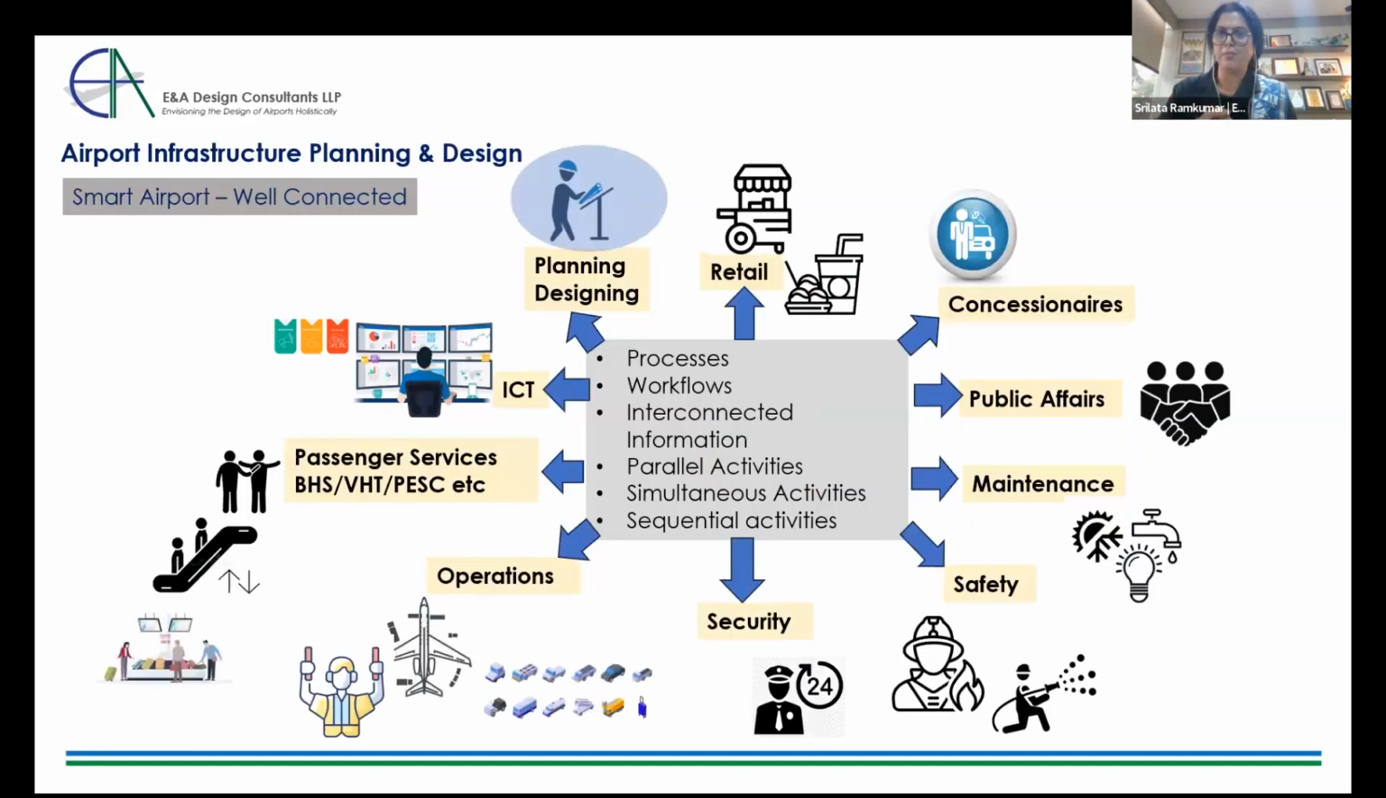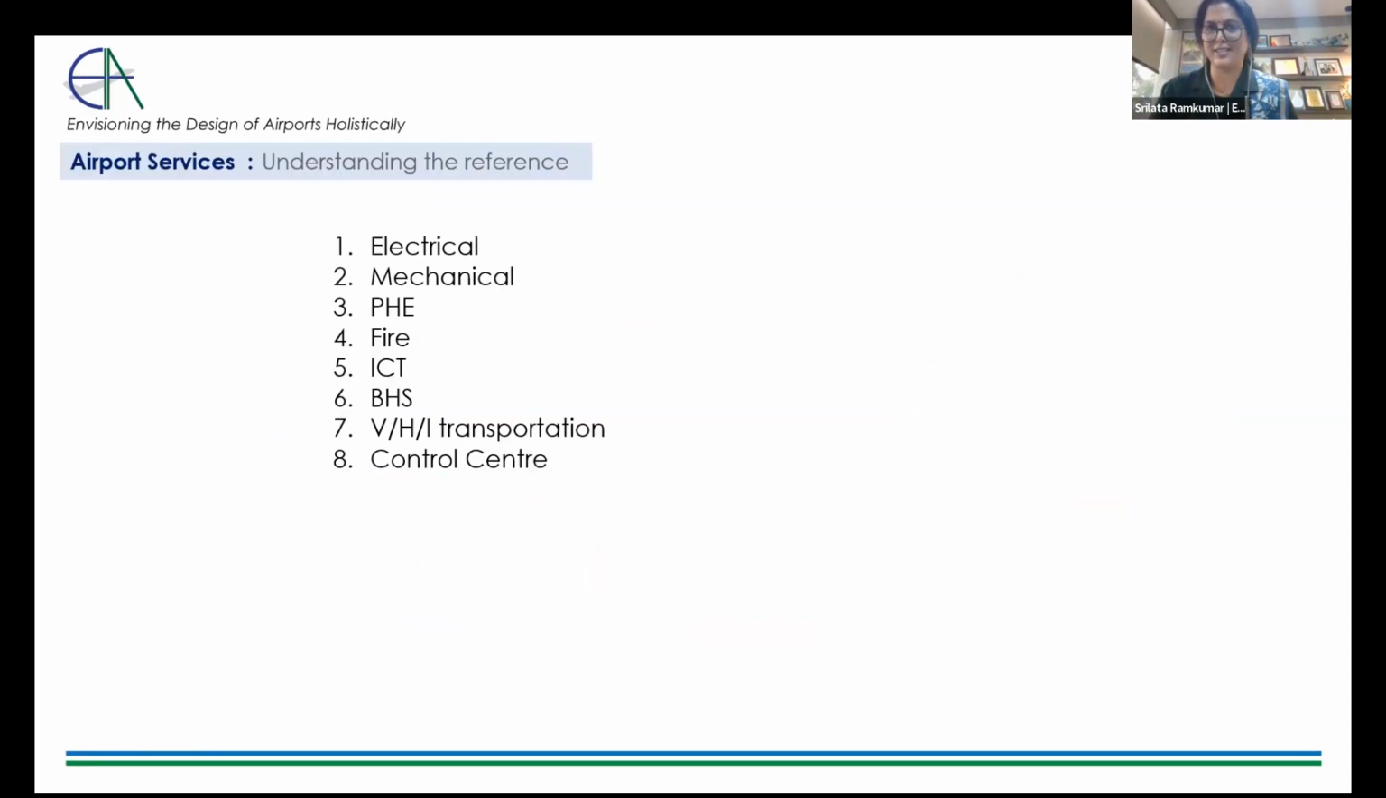And when you're looking into the airport, when it is a smart airport, while planning and designing, as I told you, the stakeholders, the concessionaires, the maintenance team, the safety team, security team, operations, baggage handling, the designer will be bombarded with information. So what is the best fit has to be taken and has to be neatly stitched into the design. So these are the various services: electrical, mechanical, plumbing, fire, ICT, BHS, baggage handling, then vertical, horizontal and inclined transportation, the inclinators and all, control center, which is the brain, and many more. I've just listed a few. So you need to understand at what stage, what kind of inputs are coming and how it has to be assimilated and integrated into the fabric of design.